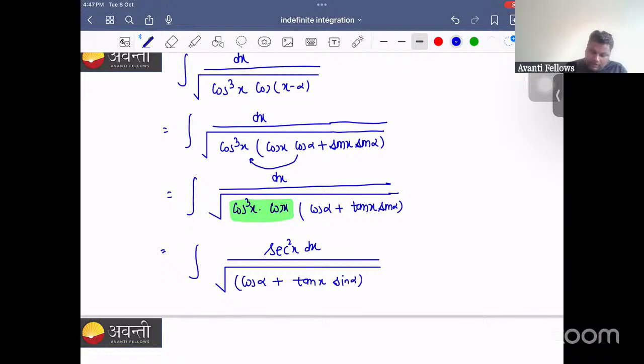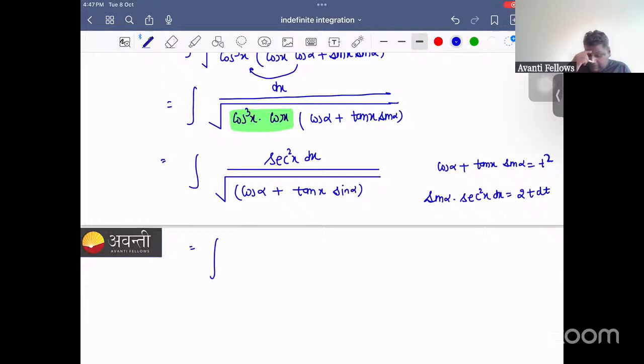Got it? Now, see, tan x is there in the denominator and its derivative is there in the numerator. So let us assume this cos alpha plus tan x sin alpha as t square. I assumed t square because there is under root in the denominator. Correct? So it will be sin alpha into secant square x dx is 2t dt.